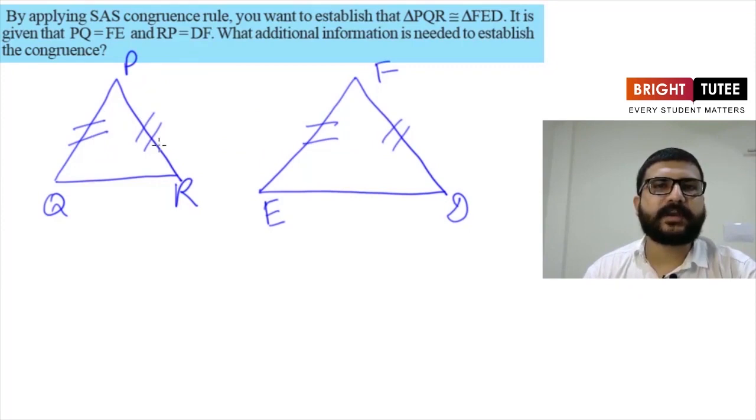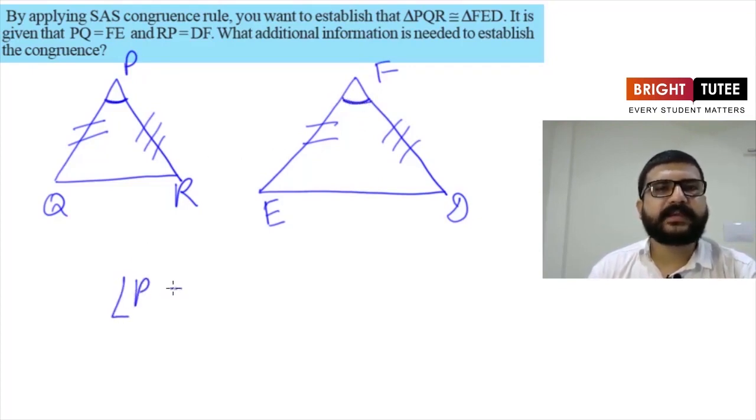We need the angle included between the sides we are considering here. The sides are PQ and PR, so the angle included between them is angle P, that is this angle here. And from triangle FED, we are considering sides FE and FD, so the angle included between these two sides will be angle F. So it means now we need angle P to be equal to angle F.